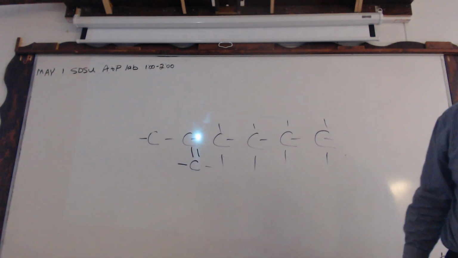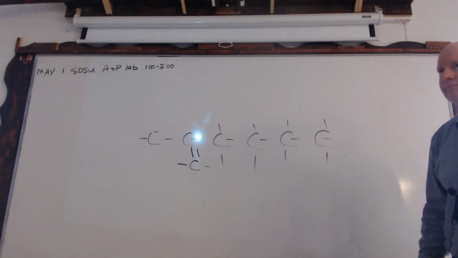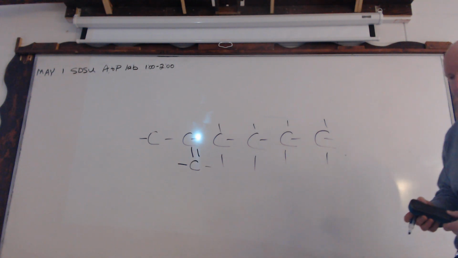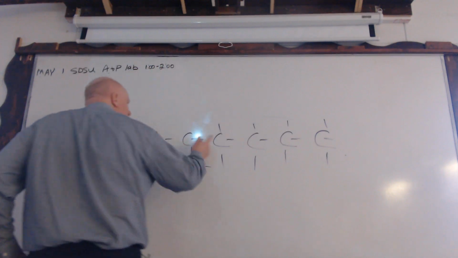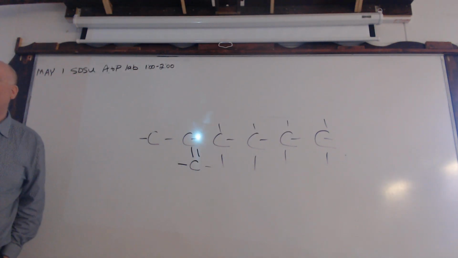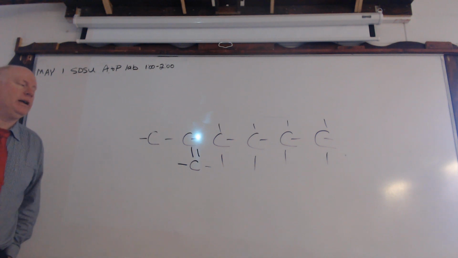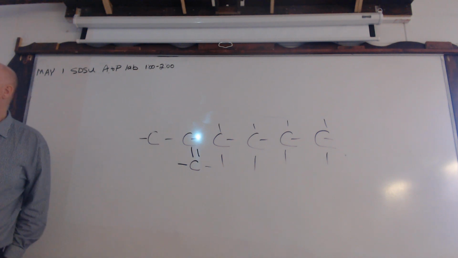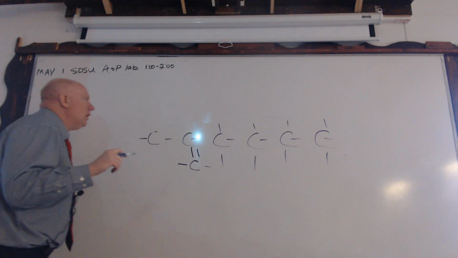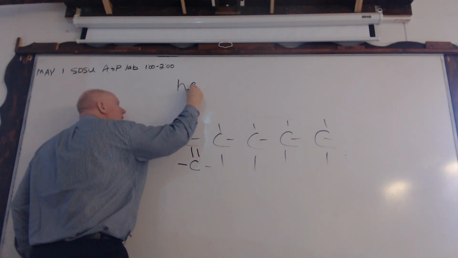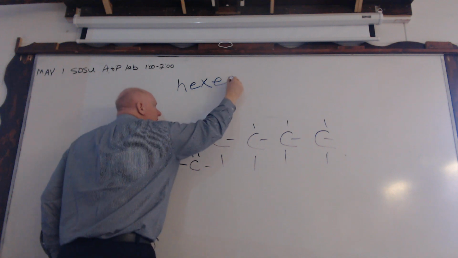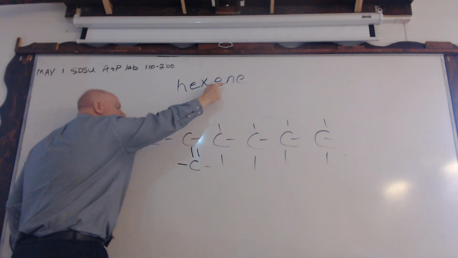That's why I asked, are you sure you really want to know? Because we can name that now. So, what is your parent chain, your longest continuous chain? It's still going to be 6. What is your organic family? That's the parent chain, not the family. It's an alkene. So the prefix has not changed, because now we have hexene. This double bond here is telling us we've got an alkene.